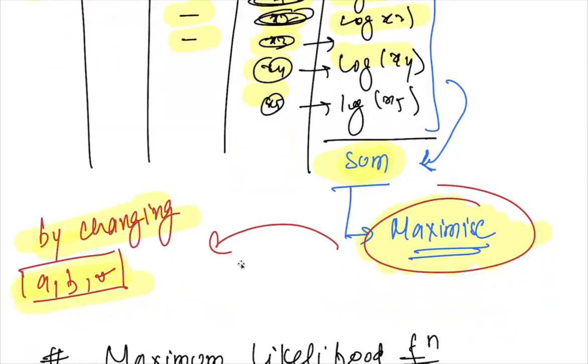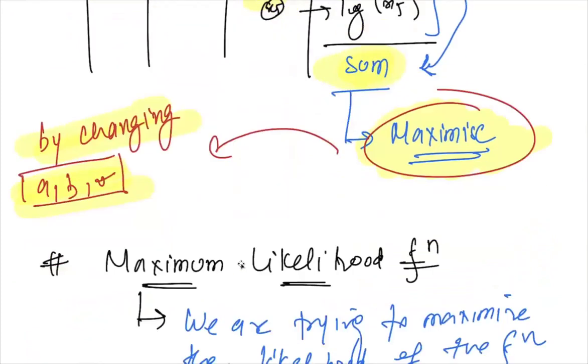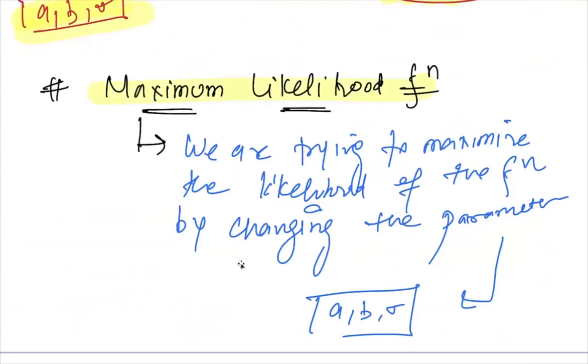Since we are doing this in Excel, we will change the values of a, b, and sigma, and wherever we get the maximum value of this, it will say that yes, these are the right values of a, b, and sigma. That's why the name is maximum likelihood function: we are trying to maximize the likelihood of a function by changing the parameters such as a, b, and sigma.